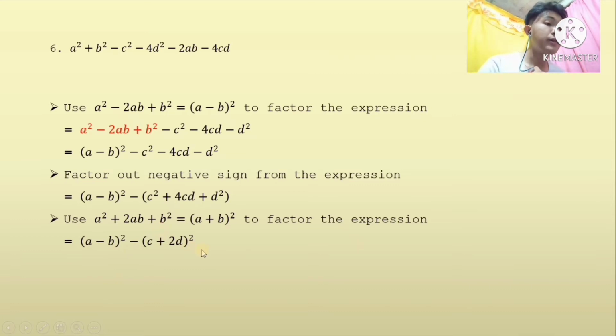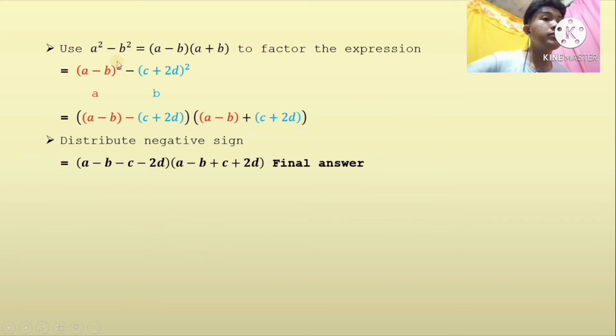Then use a squared minus b squared is equal to a minus b times a plus b to factor the expression. So this is our expression. This is the a and this is the b. To factor it easily, our equation will be the a, a minus b, minus the b, which is c plus 2d, times the a, which is a minus b, plus the b, which is c plus 2d.